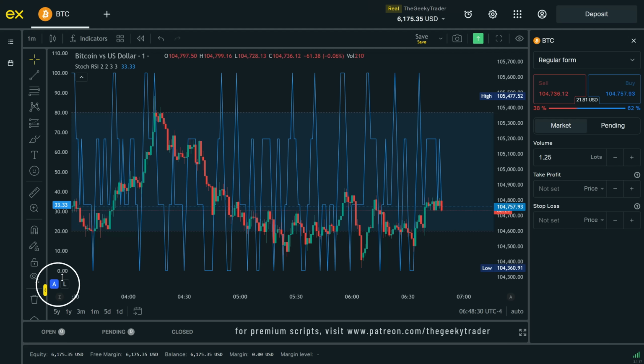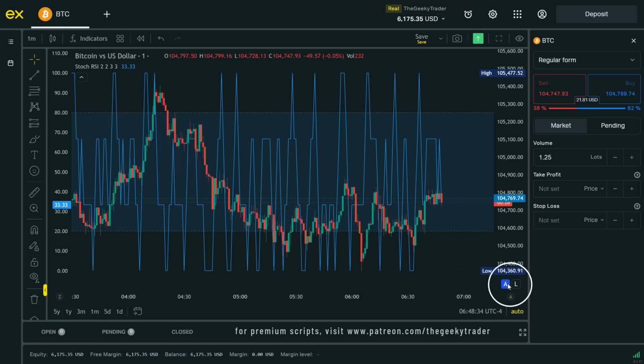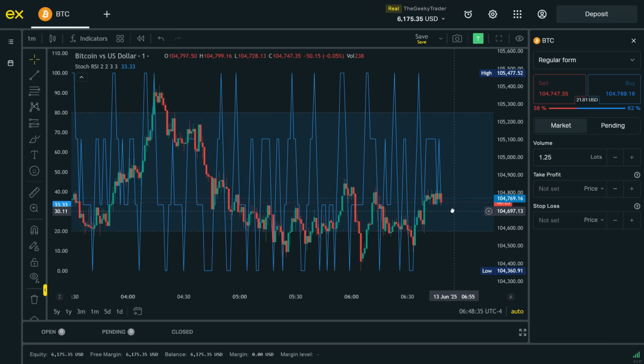Finally, don't forget to turn on the auto feature for both the Stochastic RSI and the price chart. This will automatically adjust the view to fit all the data nicely on your screen, so everything looks clean and is easy to follow. And that's it. Your setup is all done and ready to go. Now you're all set to spot some great trade opportunities with this clean, powerful setup.